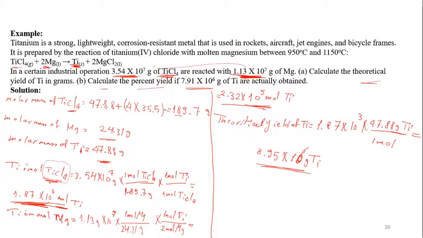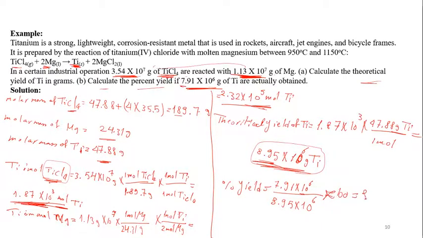Now I need to know the percentage yield. So to be able to know the percentage yield, the yield would be equal to my actual yield divided by theoretical yield multiplied by 100. So my actual yield that I obtained in industry, which is 7.991 multiplied by 10 to the power 6, divided by my theoretical yield that I should have obtained if I have perfect conditions, multiplied by 100. This would be equal to 88.4%. This means my percent yield is equal to 88.4%.